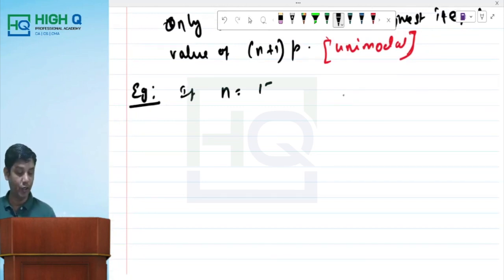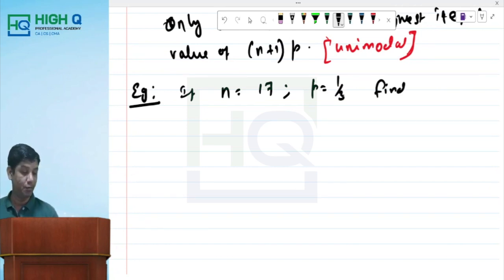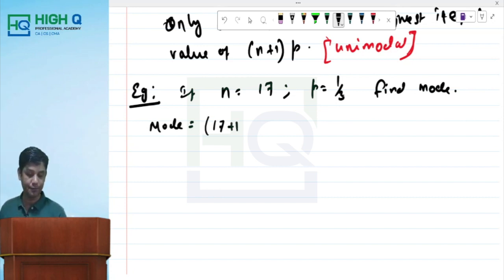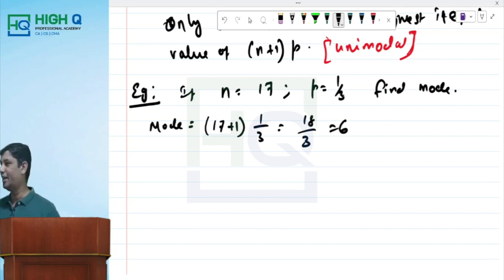If n is equal to 17 and p is equal to 1 by 3, find the mode. If this is the question, how simple this is, I'll tell you. The mode formula is (n plus 1) into p. What is n? What is p? 1 by 3. So is it 18 by 3? What is it? 6 is an integer. Am I right, my dear?